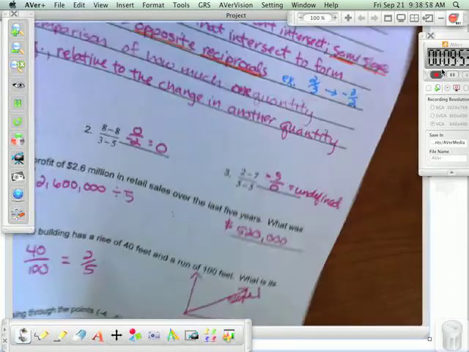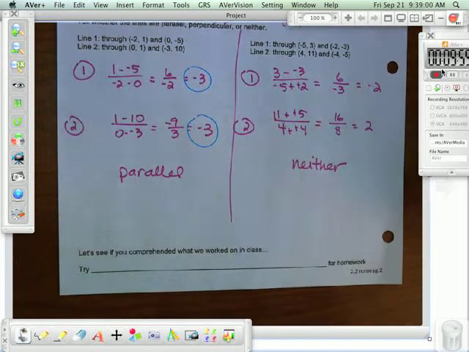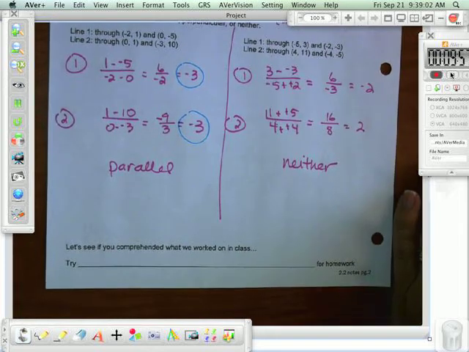I swore I wrote the homework down, but again, I didn't. So let me look. Oh, good.